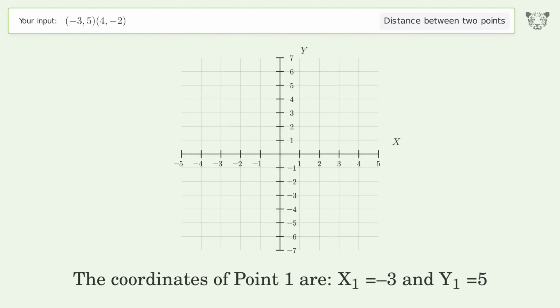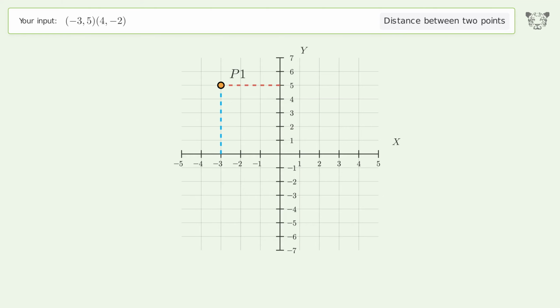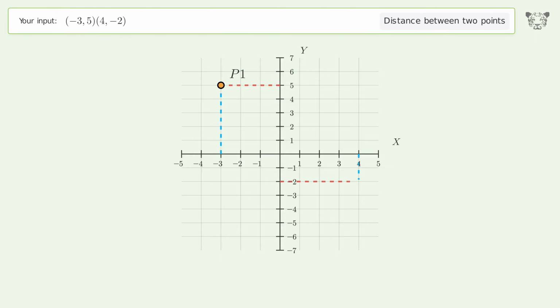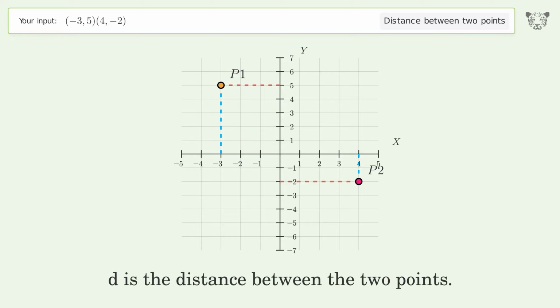The coordinates of point 1 are x1 equals -3 and y1 equals 5. The coordinates of point 2 are x2 equals 4 and y2 equals -2. D is the distance between the 2 points.